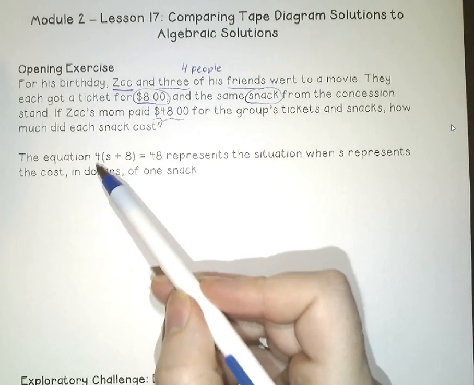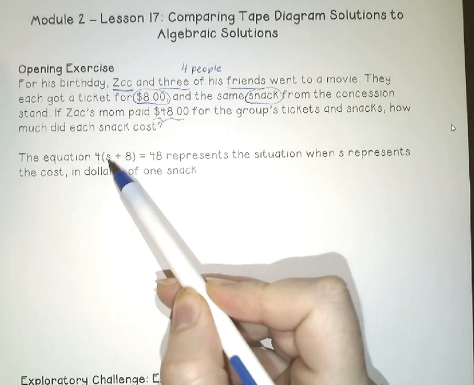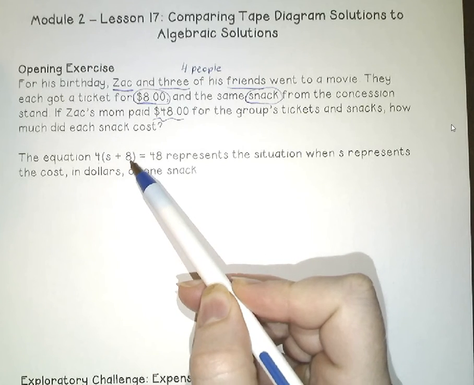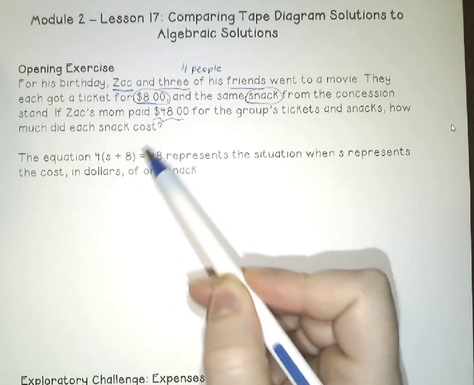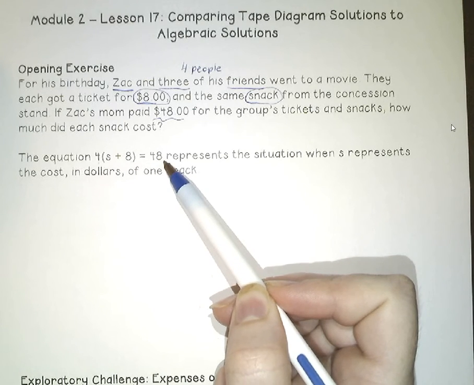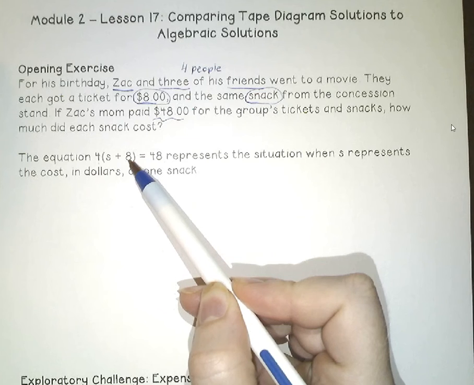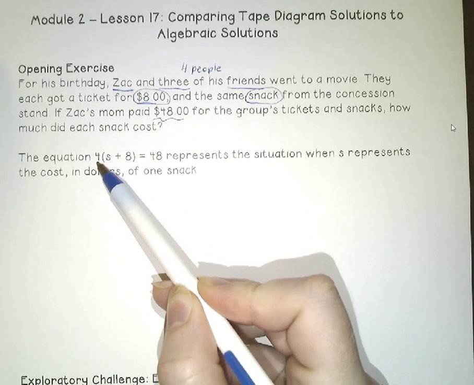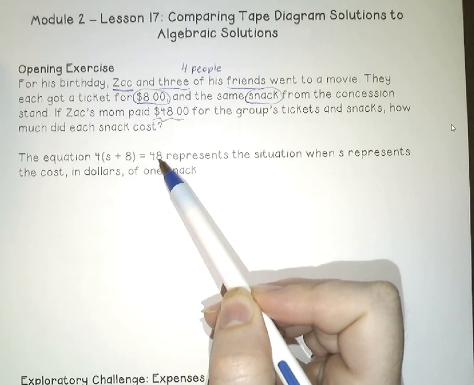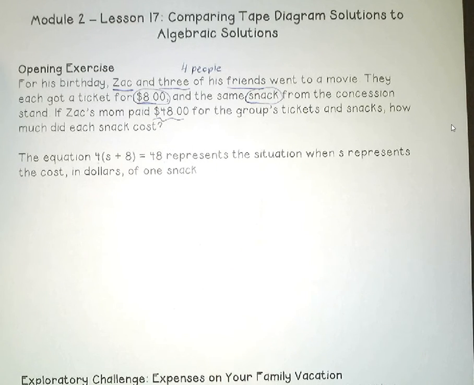So here we have four people who are buying a snack and a ticket, and together the cost of it is $48. Again, a snack and a ticket for $8 for each person. We have four people all together, and the total is 48. We need to find out how much each snack costs, so we need to solve for that S. There are a couple of ways we can do it. I'm going to show you both ways, and you can decide which way to use, or you can use both ways, and after the practice, you will figure out which one you like most.